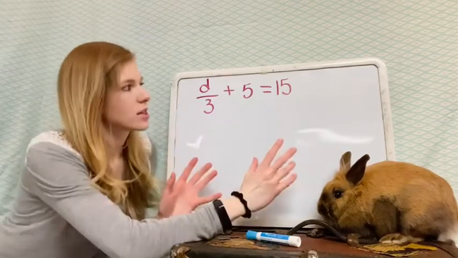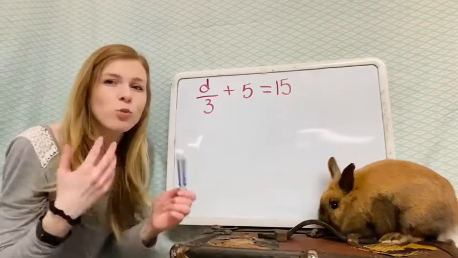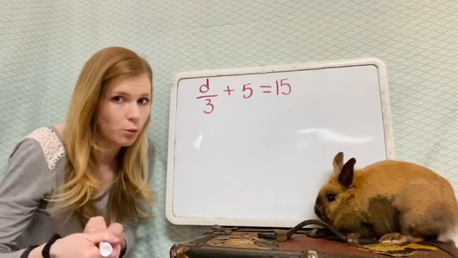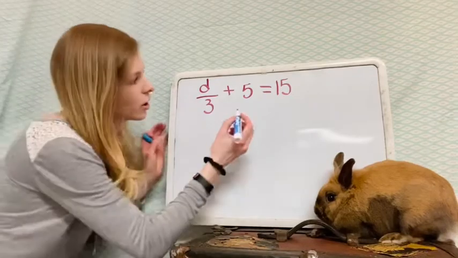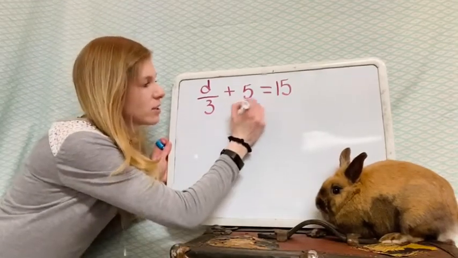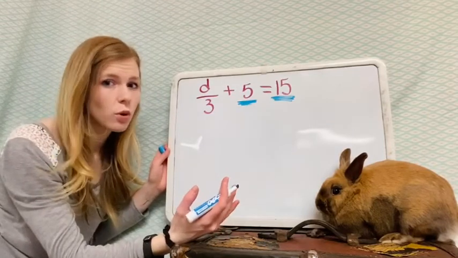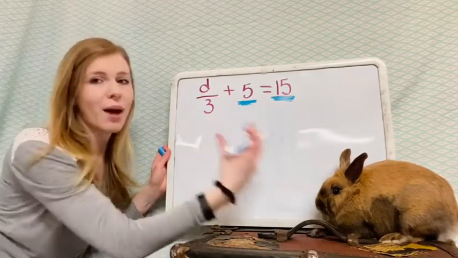So looking at this, I'm going to identify which 2 numbers are the constants. Remember, constants do not have a variable with them. So I look at this and I see that 5 doesn't have a variable and 15 also doesn't have a variable. So what I'm going to do is I'm going to combine them.